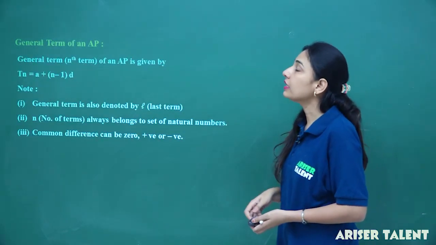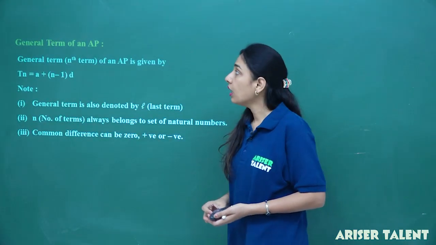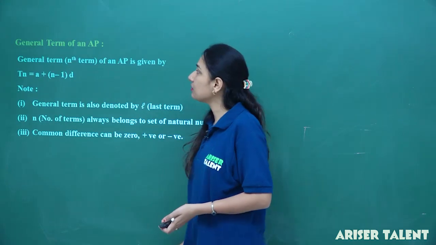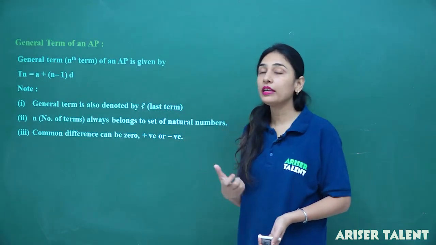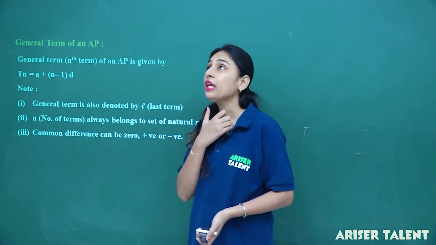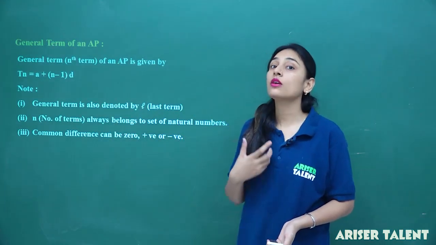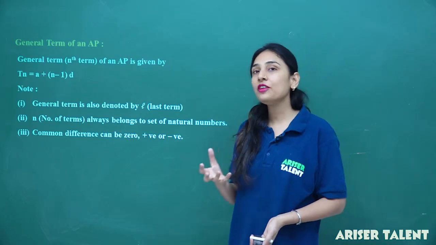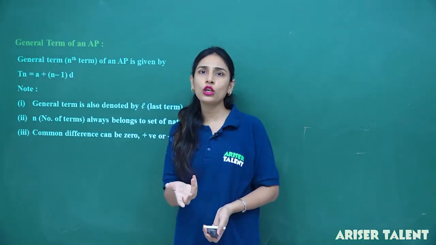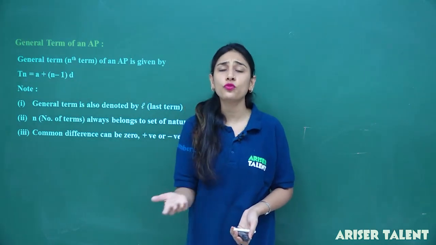Okay, general term of an AP. Now you know that you are having terms in an AP. How will you write a term of an AP if you are given a number of terms, the common difference, and the first term? We were having 4 terms and a difference of 4.